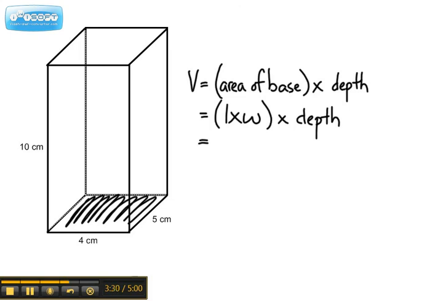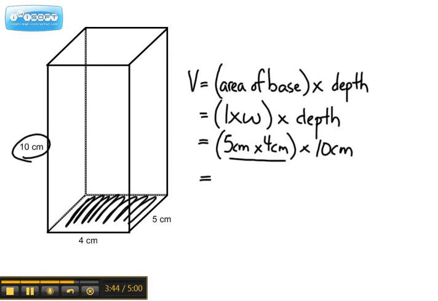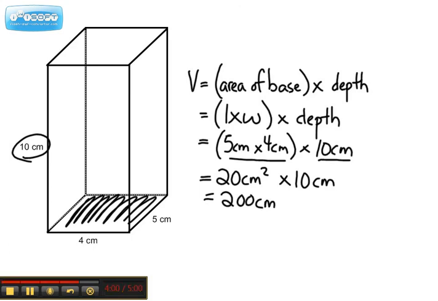So the length of this rectangle is 5 centimeters. The width is 4 centimeters. And the depth of this entire thing is 10 centimeters. Remember the order of operations, we always have to do what's in the brackets first. 5 centimeters times 4 centimeters is 20 centimeters squared, times 10 centimeters high, or 10 centimeter depth. 20 times 10, or 10 groups of 20 centimeters squared, is 200 centimeters cubed. Don't forget to write the 3, not the 2.